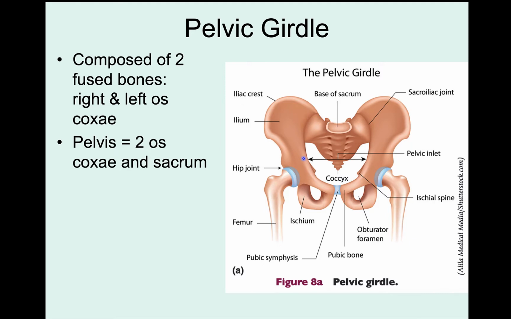Now the pelvis are the two os coxae and the sacrum together. So a slight nuance in the terminology. We can see that we have our femur articulating here with our os coxae, and the os coxae are fused in front with that pubic symphysis. Back here, we have our sacroiliac joint between our os coxae and our sacrum.